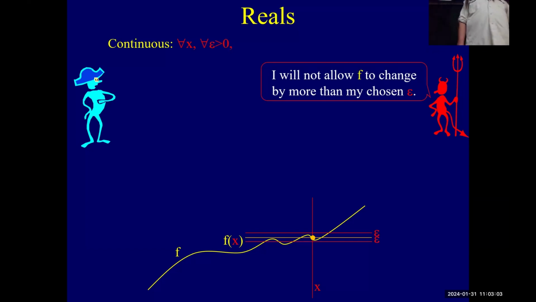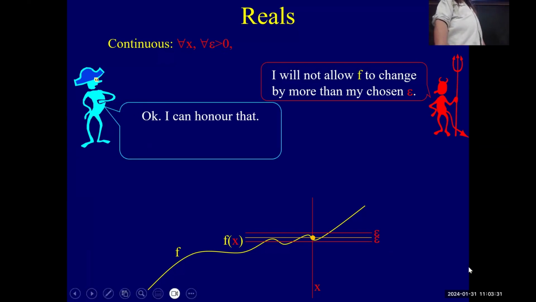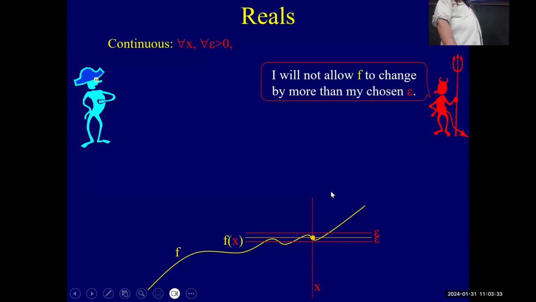If we say we're only allowed a small change, well, how small of a change are we allowed? Are we allowed for it to change by 0.1, by 0.001? How much of a change are we allowed? And we want the adversary to get to choose how small of a change we're going to allow.